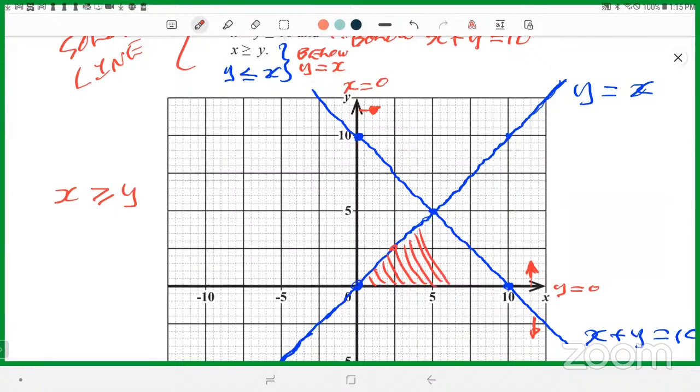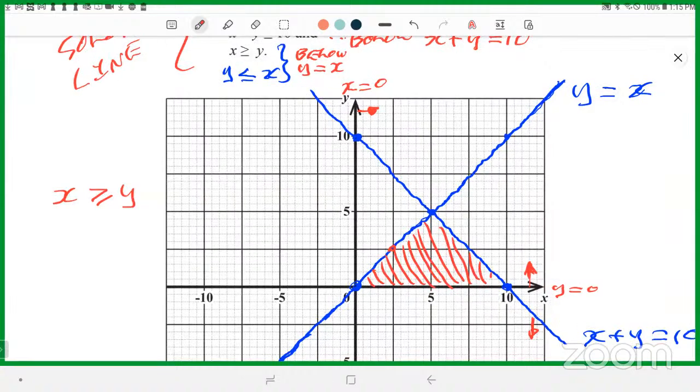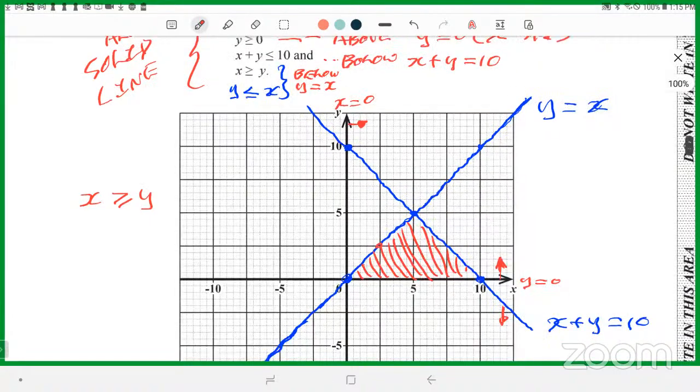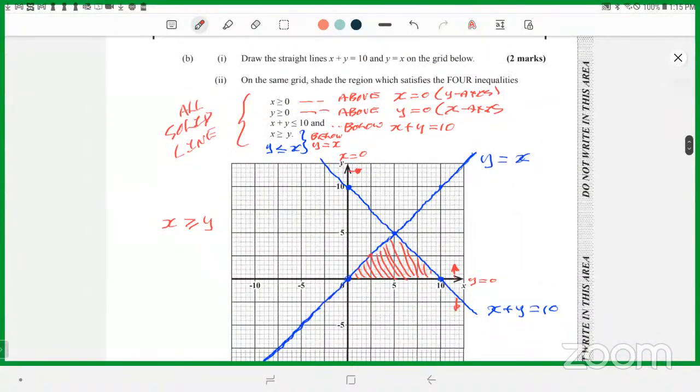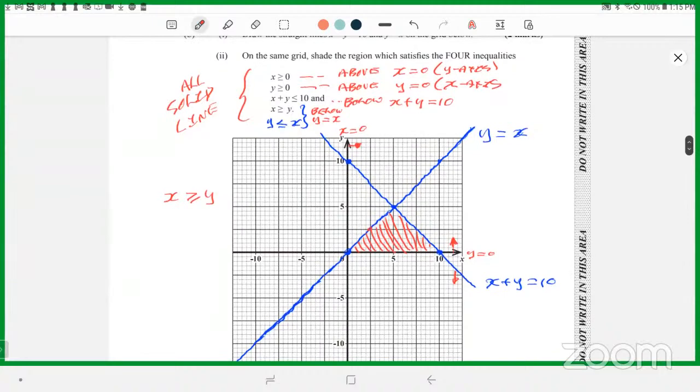I'm trying to spend some time to first understand this clearly. That is the region for this one, guys. Are you good with that? Yes, sir. All right, so I wanted to work these questions over again now.